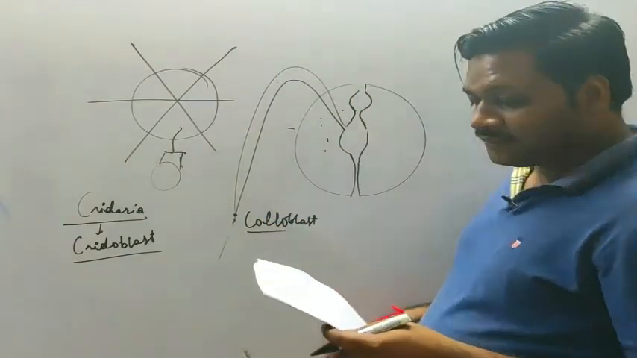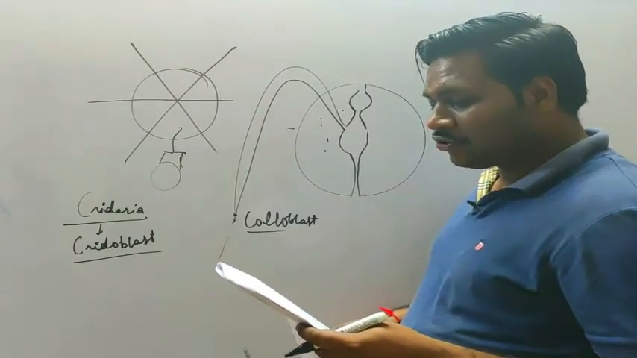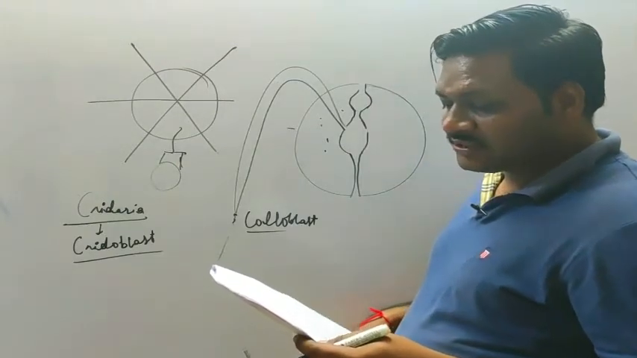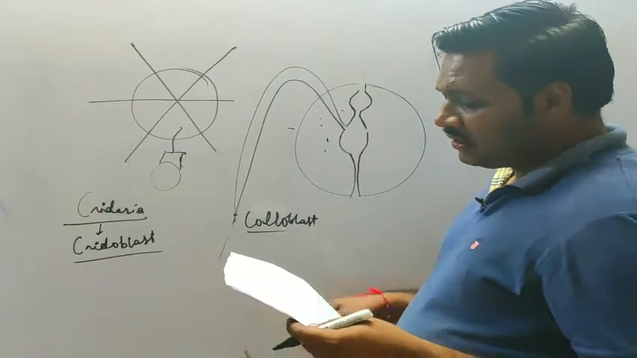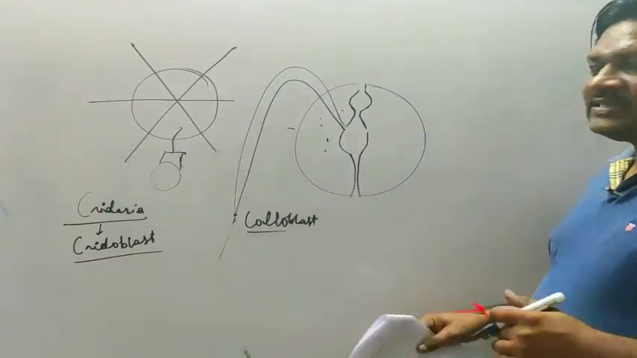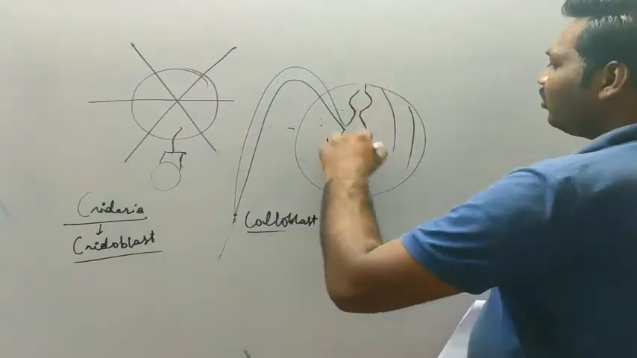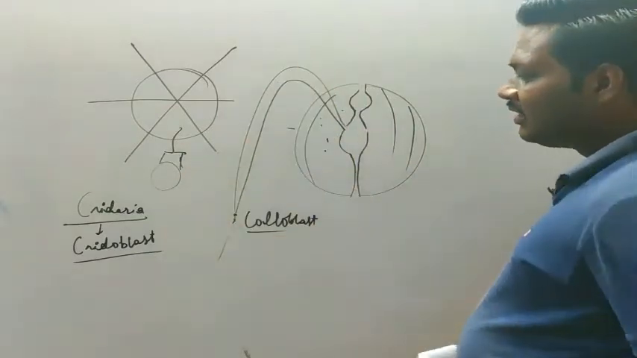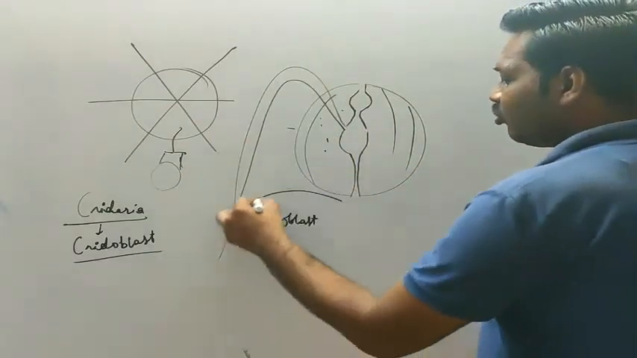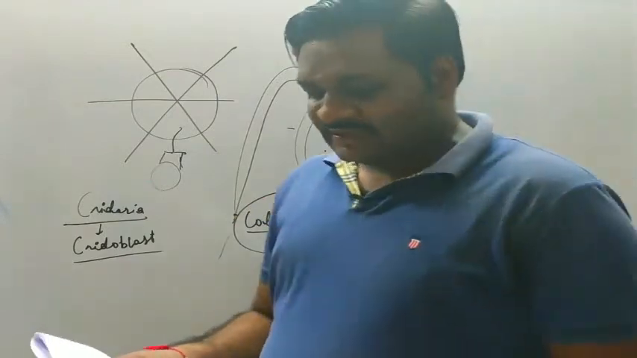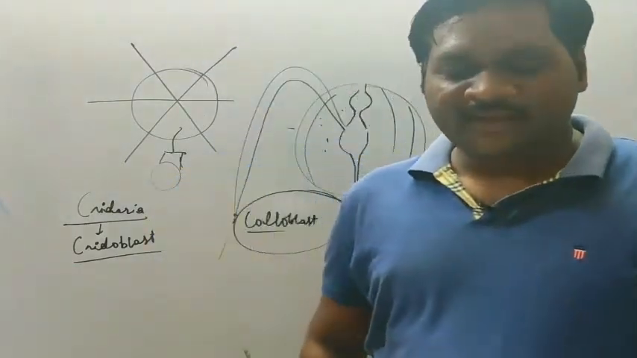So see here the options are given: nidoblast, colloblast, comb plates, and statocyst. Okay, so the comb plates are present on the body wall, so they are not present on the tentacles. If tentacles are concerned, they consist of the colloblast cells. So that is the correct answer, option number B.